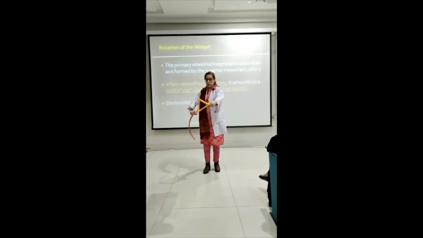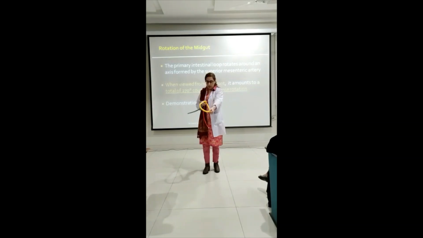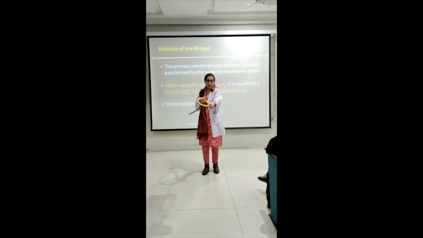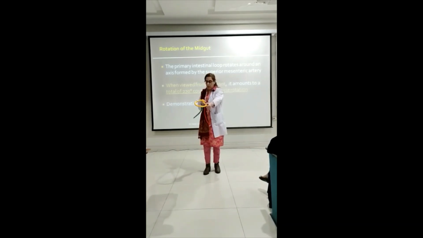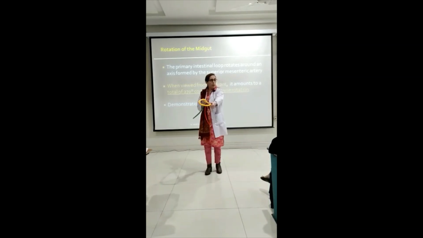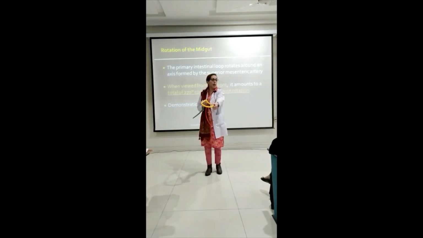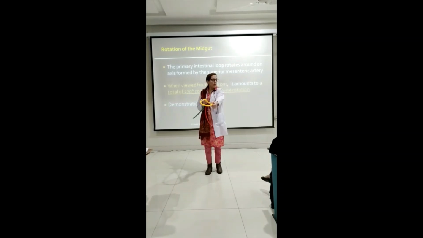Because of this rotation, you can see that this part of the caudal limb, it is passing in front of the cranial limb. This part of the caudal limb will form transverse colon. It is now passing in front of this cranial limb, which part will form the duodenum. So we can say that because of the counterclockwise rotation, eventually the transverse colon passes in front of the duodenum.